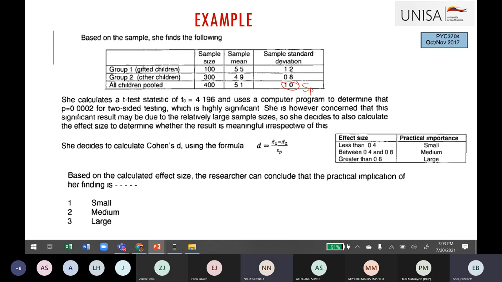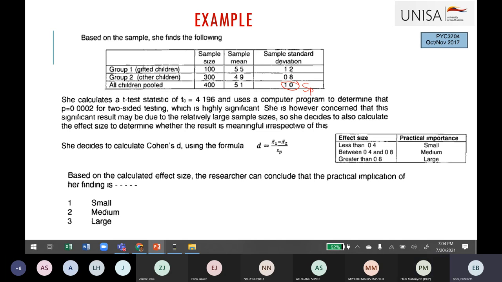She is, however, concerned that the significant result may be due to the relatively large sample size, because the sample sizes are big. She needs to calculate the effect size to determine whether the results are meaningful irrespective of this. So she needs to calculate Cohen's d using the formula. You are given the sample mean for group one and group two, and the pooled standard deviation, S pooled. Now you need to calculate this, and once you have, use this table to guide you in terms of whether the d is large, medium, or small.